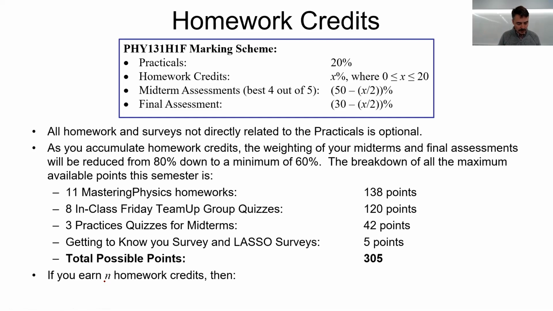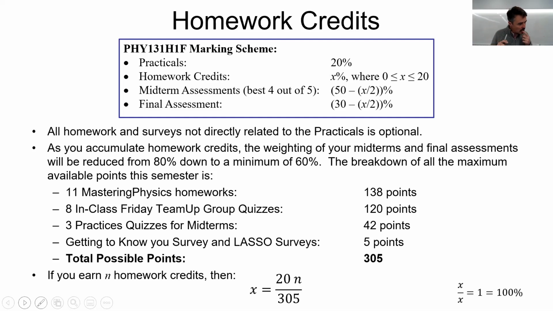So if you earn N homework credits, then X is equal to 20 times N over 305. And of course, you get all of those that you get, so X is out of X. So it's 100%. All that X that you get is 100% on that. So if you get less than 100% on either the midterms or the final assessment, then these homework credits just boost up your score a little bit. It's a little bit of a bonus.